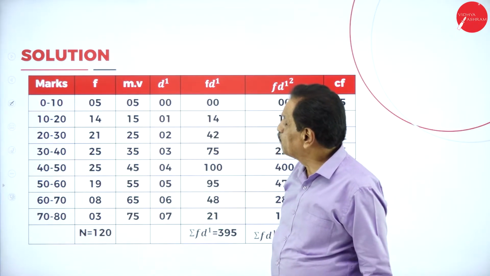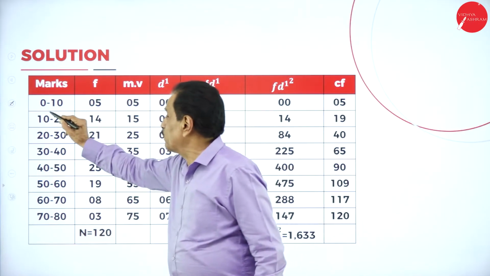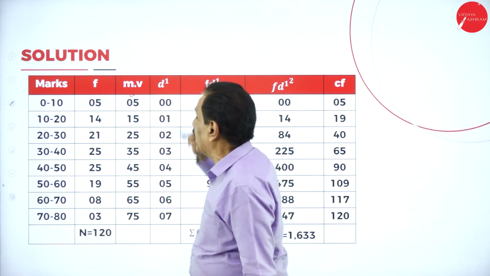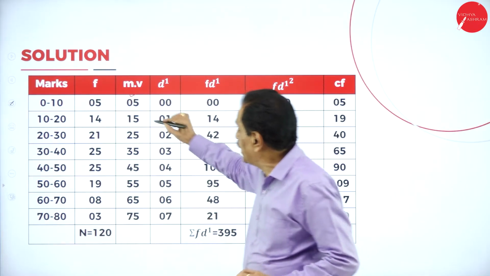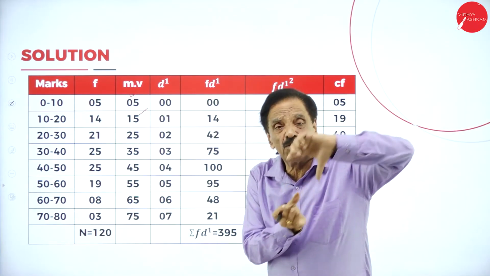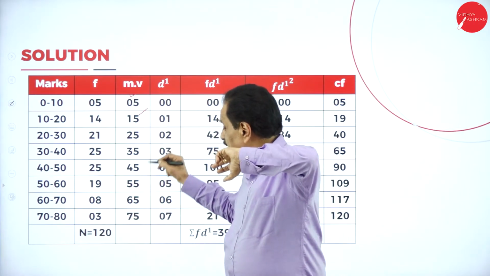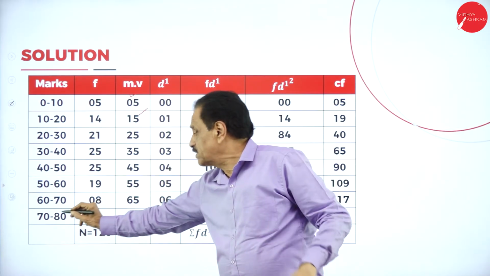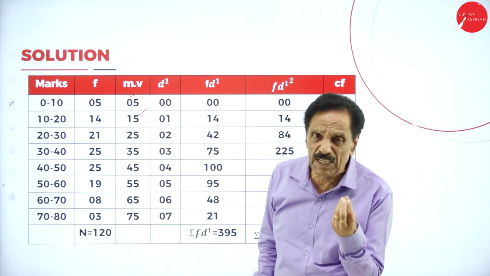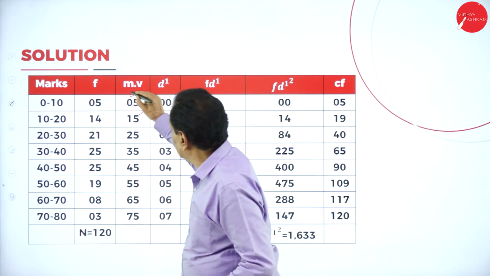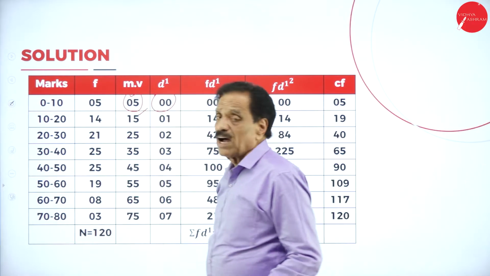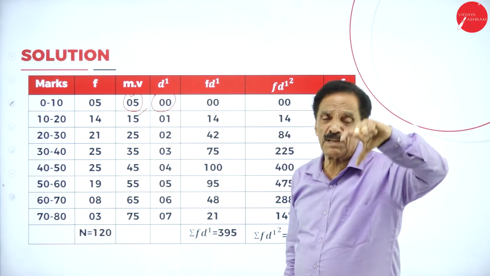What is the next step? The mid values. 0 plus 10 is 10, divided by 2 is 5. 10 plus 20 is 30, divided by 2 is 15. So with a difference of 10, it goes 5, 15, 25, 35, 45, and so on. If 70 plus 80 is 150, divided by 2 is 75, it means it is correct. I assume the first number as 0 in all these problems.